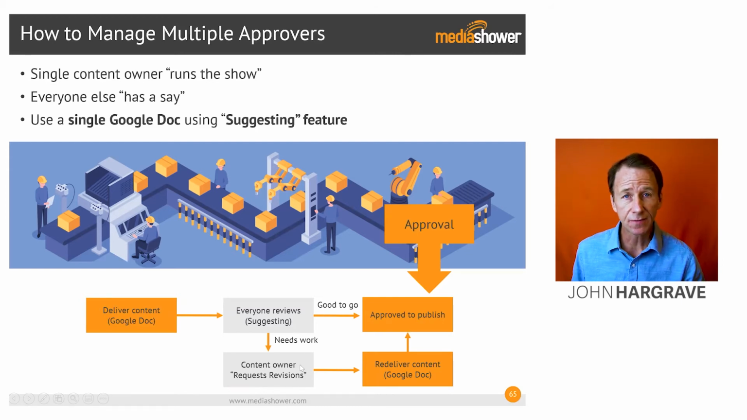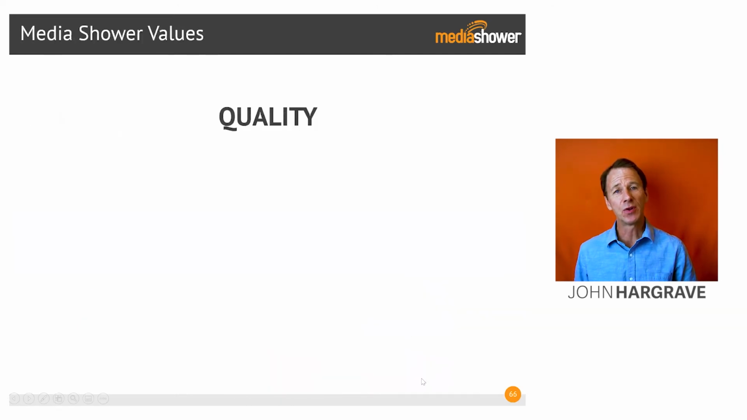And it's a little bit different for every client in that they may have multiple people who need to review internally. But again, we want to follow these principles: deliver it as a single Google Doc, use the suggest feature, and have a single content owner who runs the show, manages everyone, and then gives it back to us. This is the way that works. So that's how we manage multiple approvers.